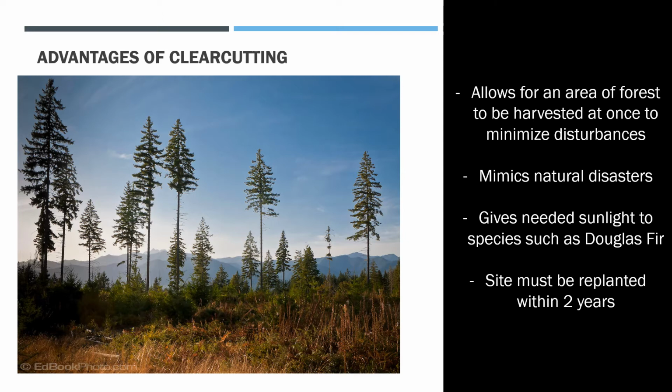Some species, such as Douglas fir, which is frequently harvested, need a lot of sunlight as a young sapling to grow. So by cutting out the bigger trees, we're giving those saplings more sunlight, and therefore they'll grow a little better. I also want to note that it is required that the clear cutting sites must be replanted within 2 years.